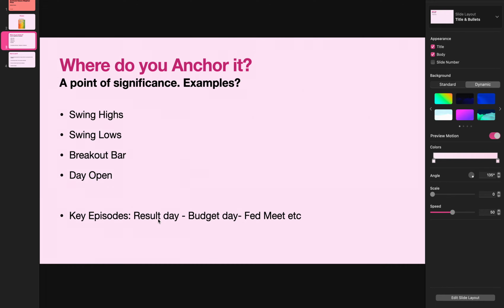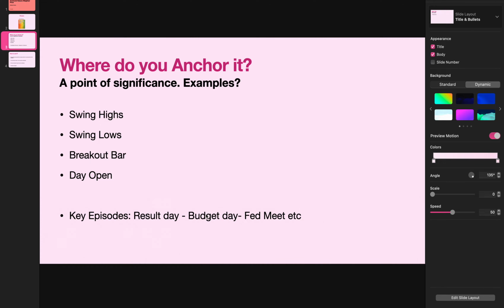And of course, result day in itself is not significant, but because of the results there is a lot of volume which comes, either buying volume or selling volume, so that day would generally be a significant day. Same thing with budget, which is also a significant day, because based on what kind of policy changes have happened, a lot of buying comes after that day.